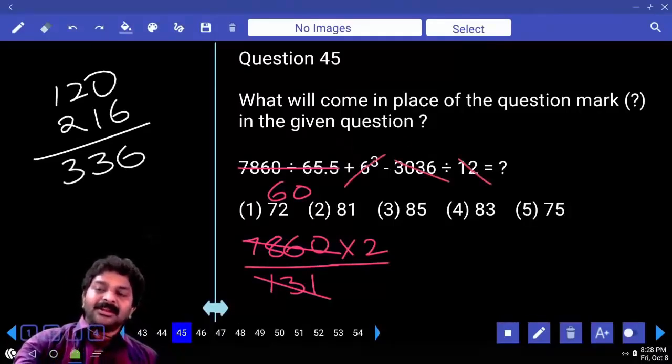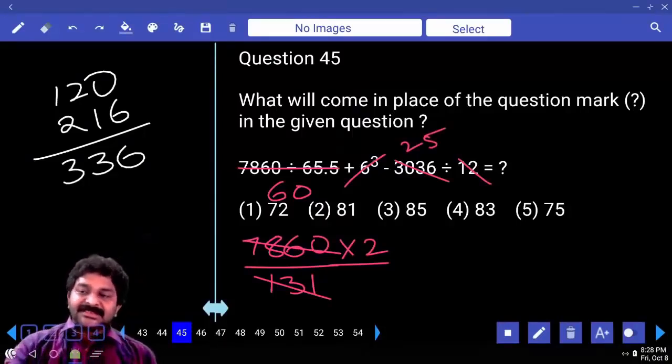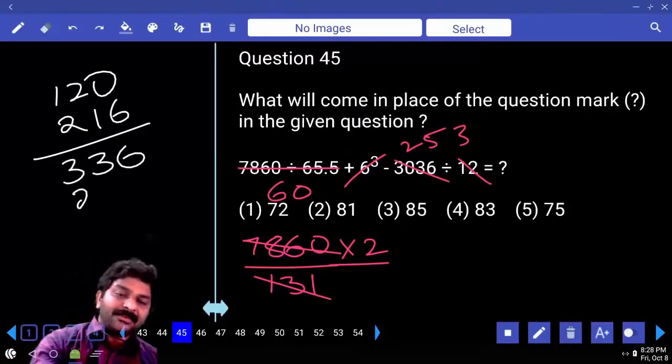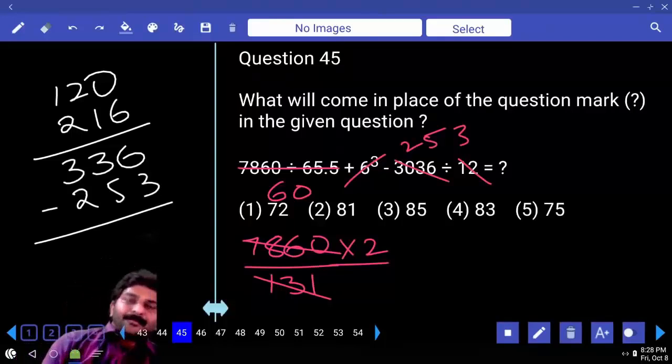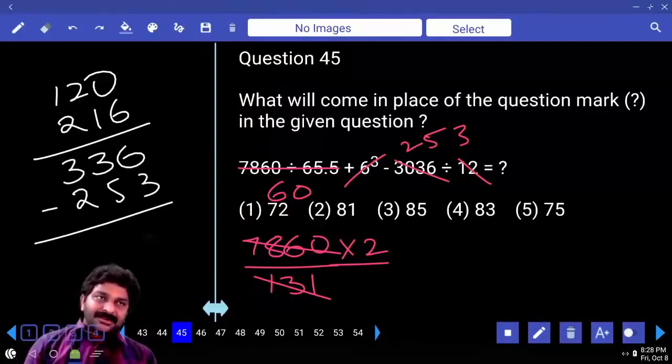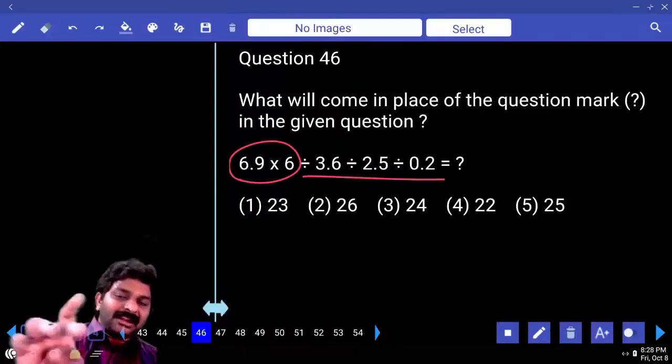Cancellation. Come on. 12 2 times. 24. 63 we have. 5 times. 36 we have. 3 times. So from this we have to subtract 253. Answer must end with 3. How many options are there? Fourth option final. Done. Right, next.